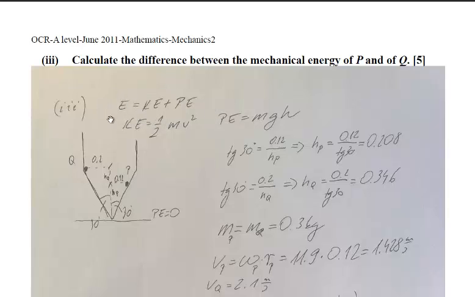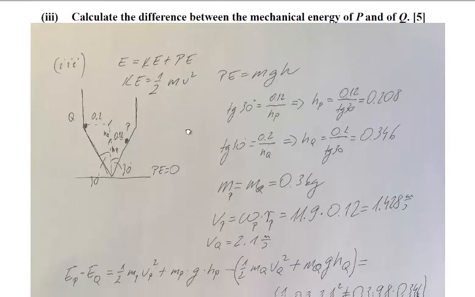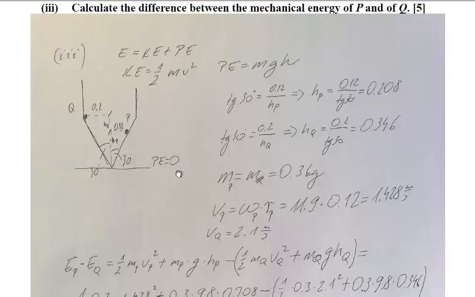Now mechanical energy is equal to kinetic energy plus potential energy. This is kinetic energy, potential energy. This is the zero, here zero, the potential energy, here zero. Here is P, Q, and first we calculate the height of P and Q.